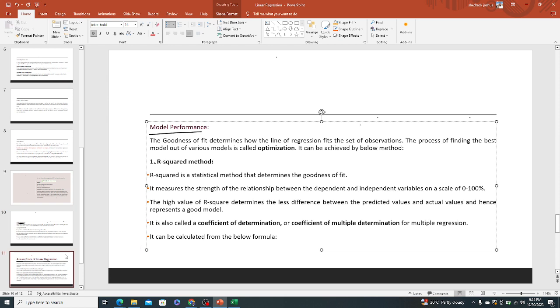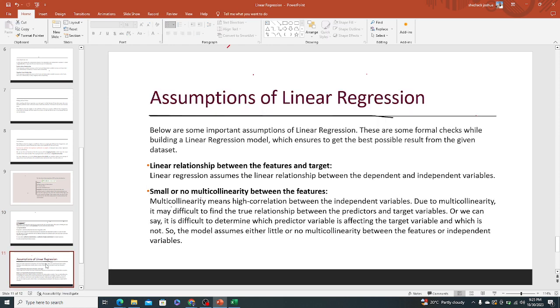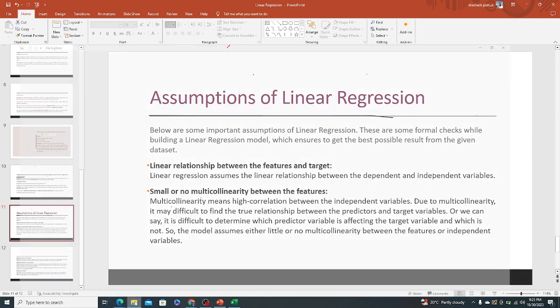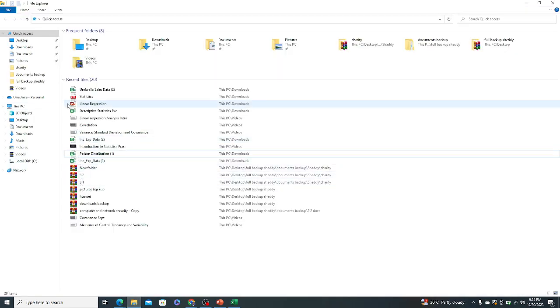Okay, now I guess we'll come to the last part, which is assumptions, and then tomorrow we'll do the practicals.